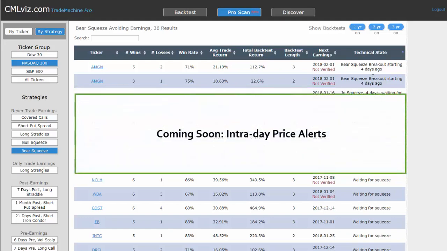Coming soon, we will have intraday pricing starting at 12 noon Pacific time, 3 Eastern time, that will tell you the requirements for the stock closing price as to whether or not the technical signal has been triggered as of that day. Which is to say, the scanner will turn into an intraday alert system.